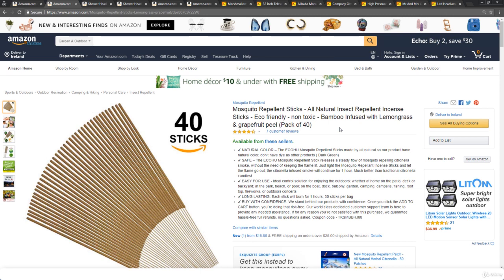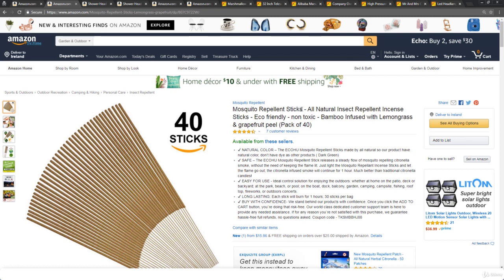Mosquito repellent sticks, they start selling really well around about May time. So ideally, if you were going to list these on Amazon, you would want to have them ready to sell. So you'd want to have your listing up and your stock at FBA by the beginning of April. That's what I would recommend.